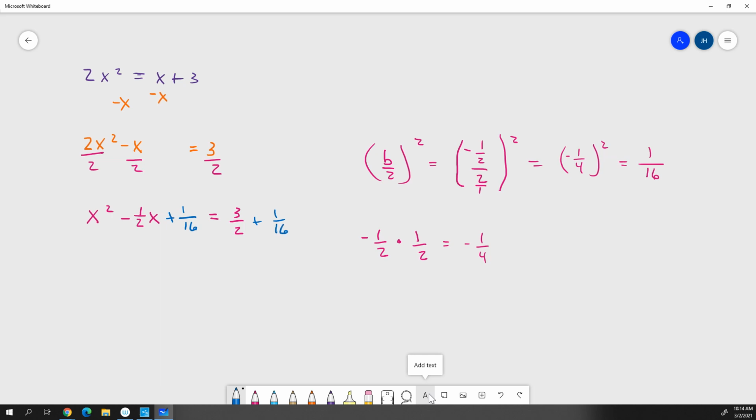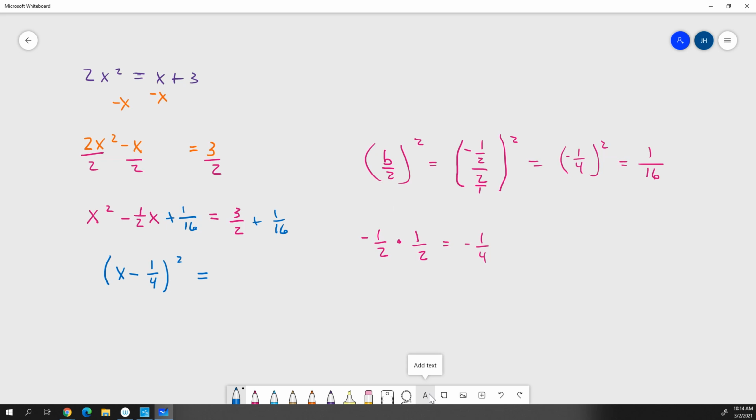right? And here, when we rewrite this, we get the square root of x squared is x minus, because this is a negative, and we're going to take the square root of 1/16, which we already know is 1/4 because that is how we got it, right? And we're going to write that as a square. Equals, well, we have to add these fractions together.